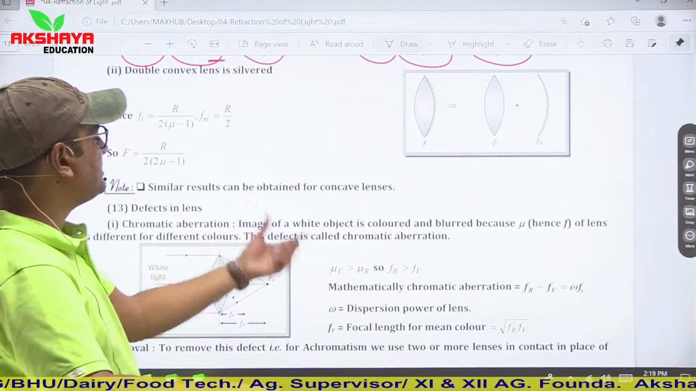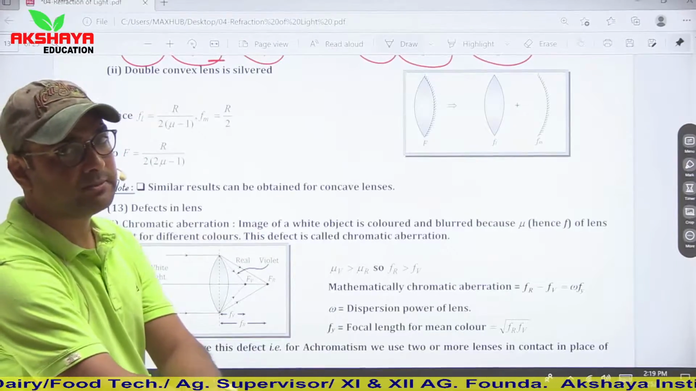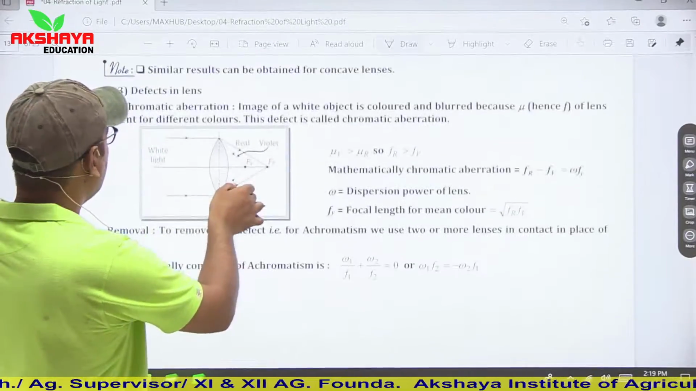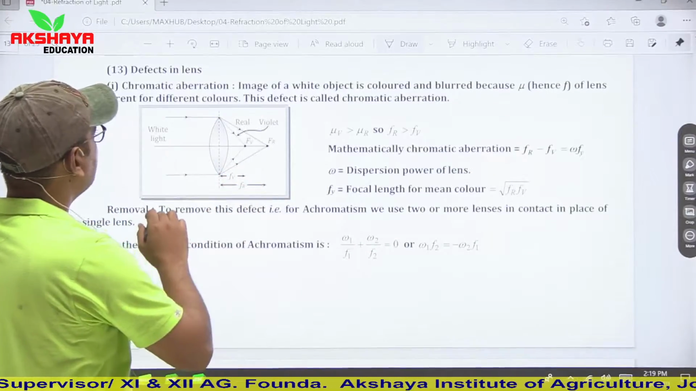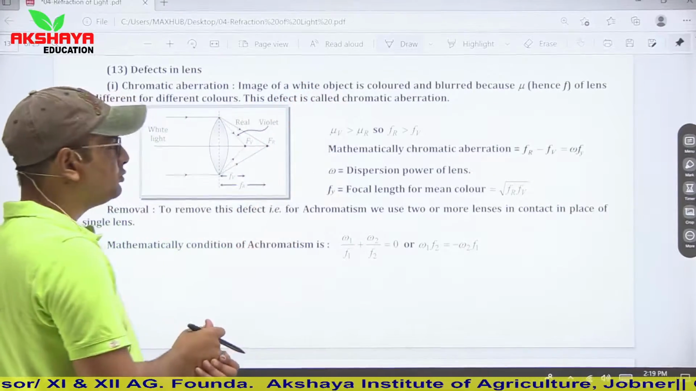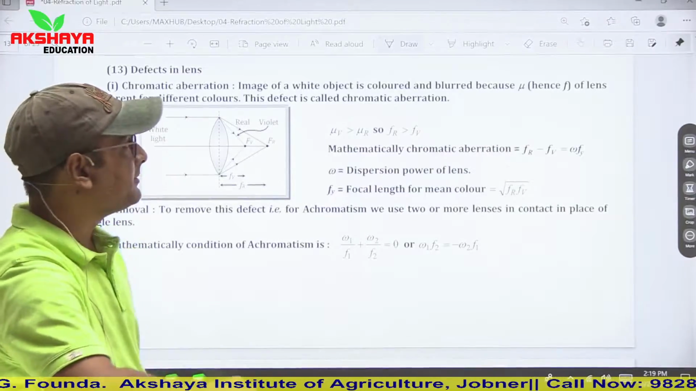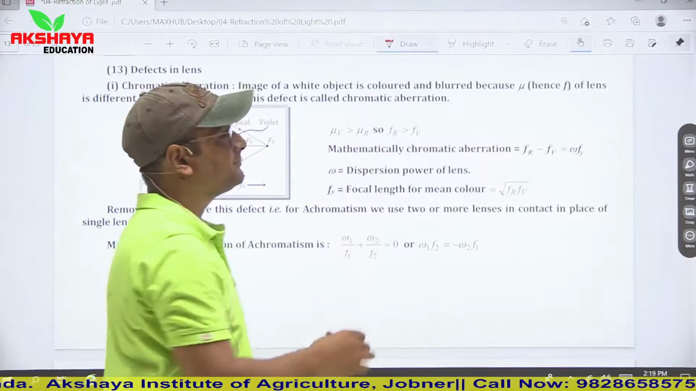Now see, similar results can be obtained for convex lenses. So similarly, we can use these relations for a convex lens also. Now see, defects in lenses. In lenses, generally there are two types of defects. One is chromatic aberration and the other one is spherical aberration. So let us have a look at that.